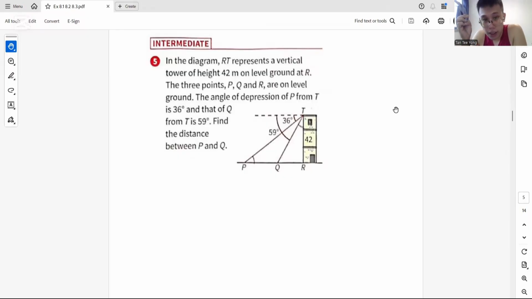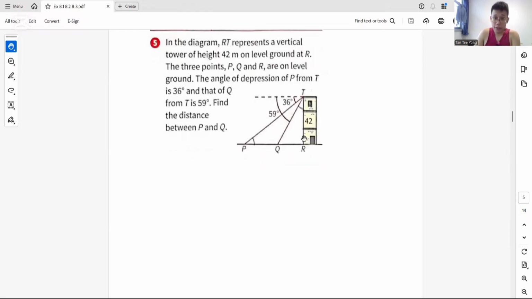So in the diagram, RT represents a vertical tower of height 42 meters. As you can see in the diagram, RT or TR is the height of the tower, and this is 42 meters, so it's already labeled here. And then R is on level ground. So P, Q, R are all on level ground.